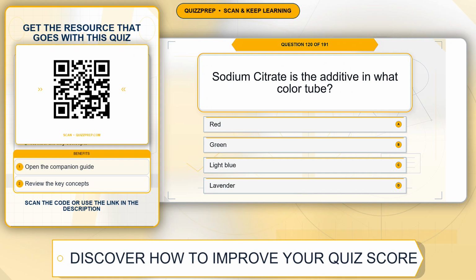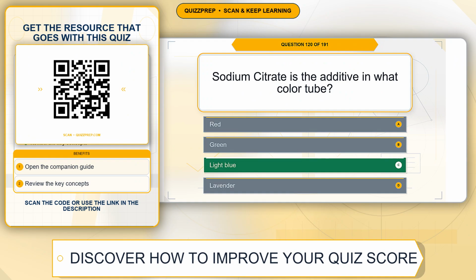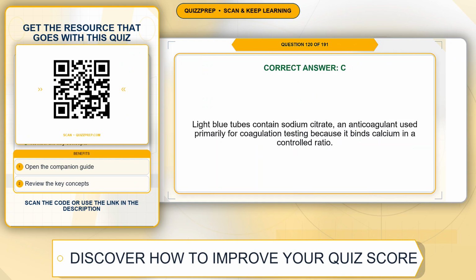Question 120. Sodium citrate is the additive in what color tube? Option A, red. Option B, green. Option C, light blue. Option D, lavender. The correct answer is option C, light blue. Explanation: light blue tubes contain sodium citrate, an anticoagulant used primarily for coagulation testing because it binds calcium in a controlled ratio.